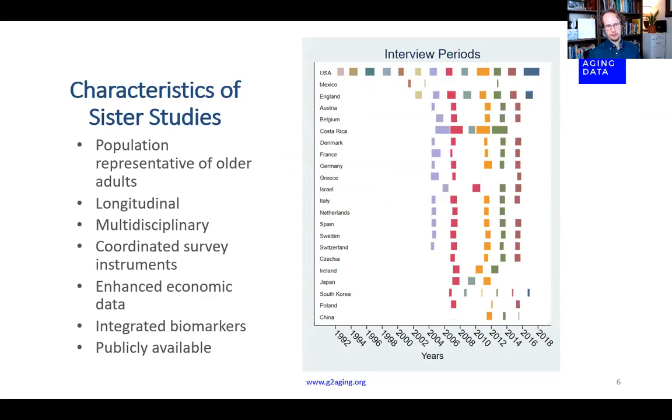All of these sister studies, like MHAS, are population representative of older adults. They're longitudinal. They're multidisciplinary, so it's not just a health survey or an economic survey or a labor force survey. They really try to get at the multifaceted aspects of a person's entire life that we know have an impact on their choices around retirement and their context of aging. They have coordinated survey instruments, as I mentioned. They have enhanced economic data, integrated biomarkers, and they are publicly available for anyone doing research.